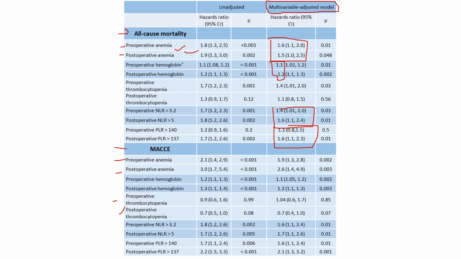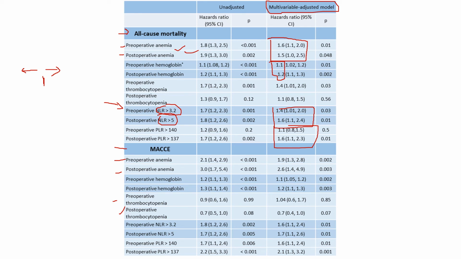Now you might ask what an NLR of 3.2 and more than 5 mean. So when we collected the NLR and PLR for pre-operative and post-operative patients, we looked at the median and we divided these patients into two groups. One is less than the median value of NLR and PLR, and the other is more than the median value of NLR and PLR. And that's how we were able to derive two groups.